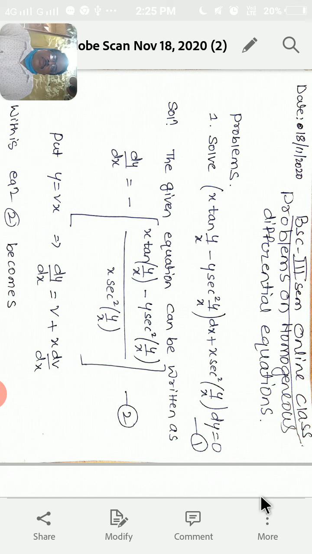In the last class we have solved problems on homogeneous differential equations. So today we solve some other problems on homogeneous differential equations. Now see, the first problem is: solve x tan(y/x) − y sec²(y/x) dx + x sec²(y/x) dy = 0. So this is the problem.